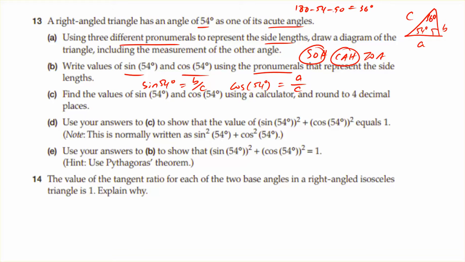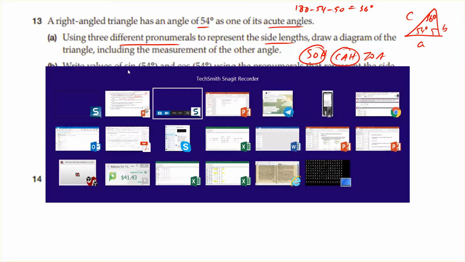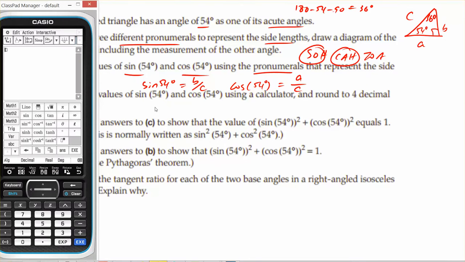Then part C, find the value of sine 54 and cosine 54 using a calculator, rounded to 4 decimal places. Okay, so we have to use a calculator, so let's go. I'm on my main menu, I click keyboard, I click trig, I go sine of 54, enter, cosine of 54, enter. Okay, so sine of 54 is 0.8090.